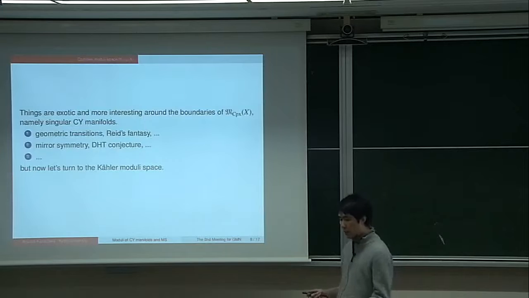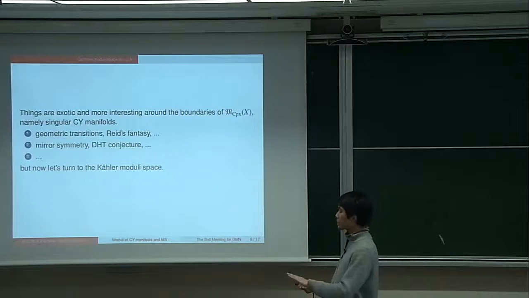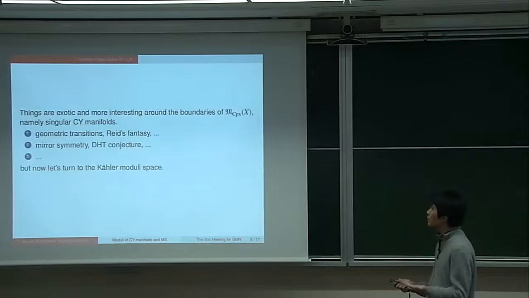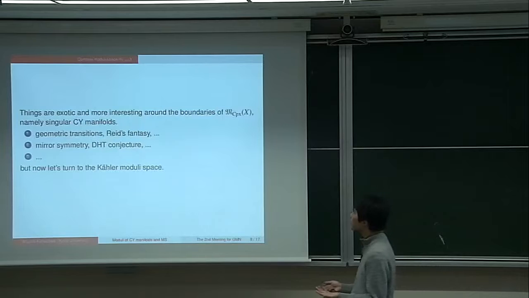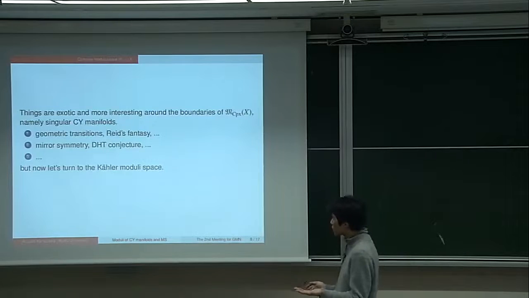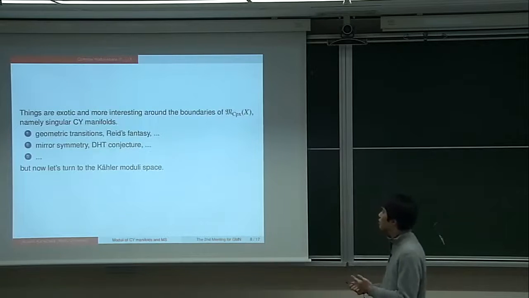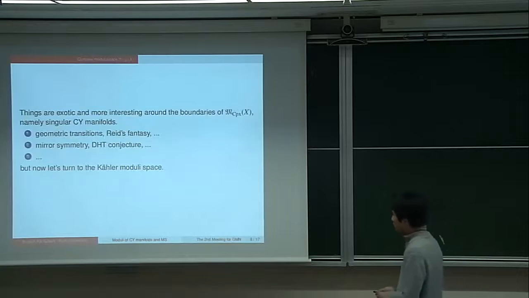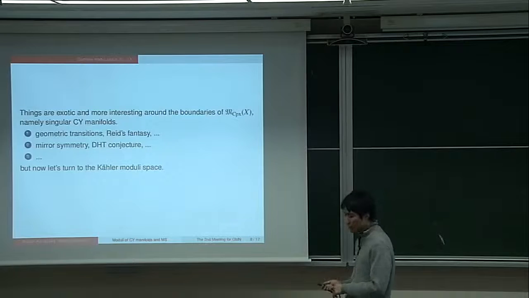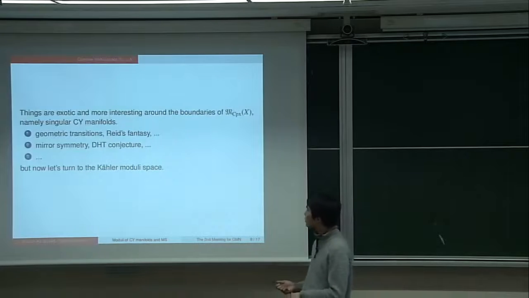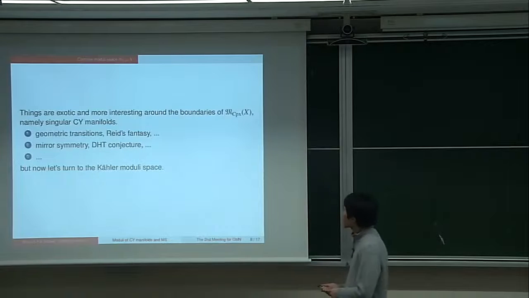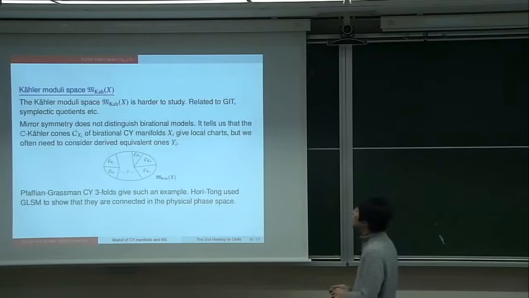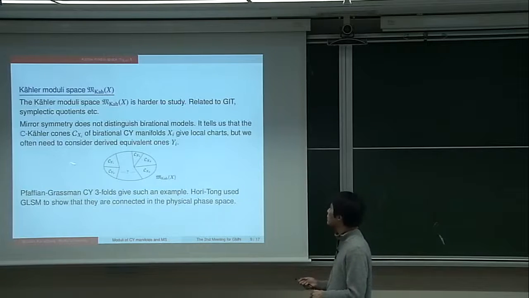So far I talked about the smooth part of the moduli space, and I think the more interesting and more exotic is around the boundary of the complex moduli space. For example, there are many topics to talk about, geometric transitions, and also mirror symmetry is about the boundary of the moduli space too, and many things to talk about. But now let's turn to the Kähler moduli space and see what structure we see. The moduli of the Kähler structure, which I call Kähler moduli.